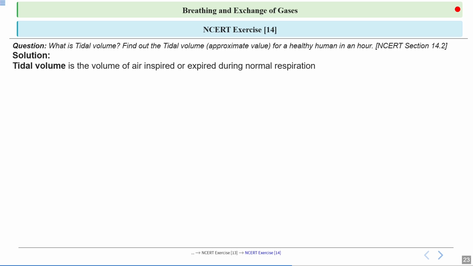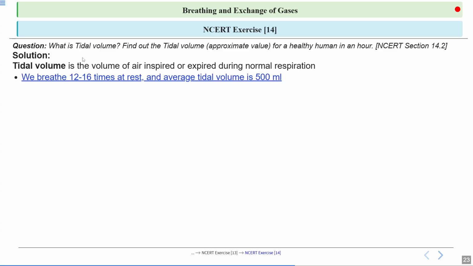Tidal volume is the volume of air inspired or expired during the normal respiration. When you are doing the normal respiration, it is the amount of air that you take in for the inspiration process, or take out for the expiration process normally, right? So in a healthy man, it is approximately 500 ml. That is, a healthy man can inspire or expire approximately 6,000 to 8,000 ml of air per minute. How is it? Let us see.